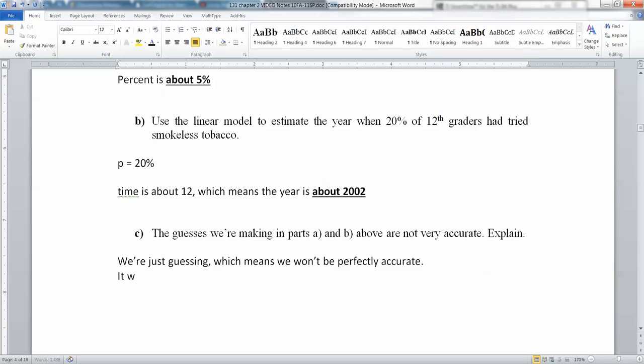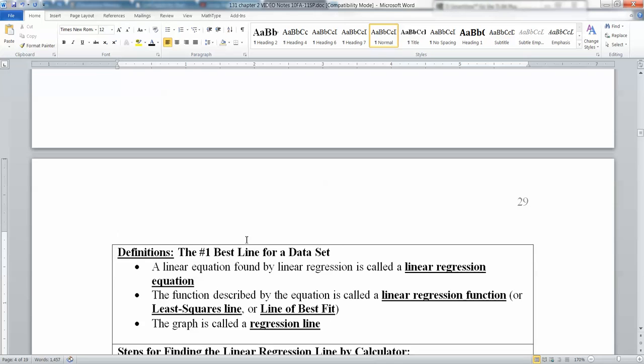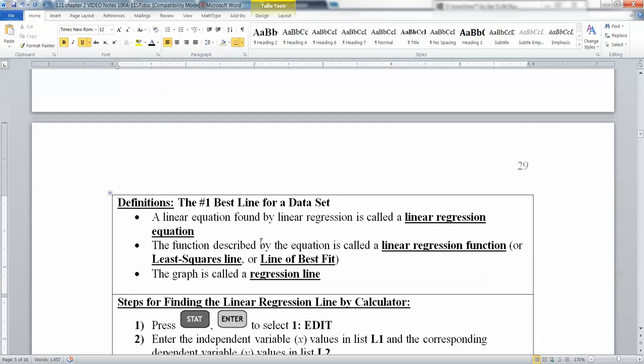It would be better if we had an equation for the line, preferably one that used all the points. Wouldn't that be better? I think it would be. So that's our plan, which I believe is the next thing: coming up with the equation of that line.